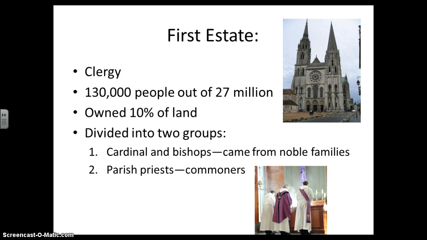Like I said before, the first estate is the clergy. Out of a total population of 27 million in France, 130,000 fit the clergy. These are priests, cardinals, bishops. Those would all fall into this category. So you're talking about a really tiny percentage of the population. Yet, being such a small percentage, they owned a fairly large chunk of the land. 10% of the land went to the church. So this is 10% of the land that they don't need to pay taxes on, that they own outright.